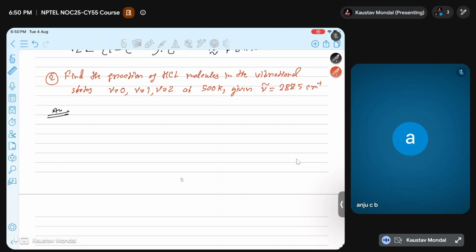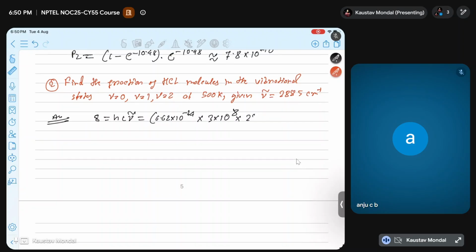First, the difference in energy level, E, has to be calculated. So E is basically h c nu tilde. H we know is 6.626 into 10 to the power minus 34, and c is 3 into 10 to the power 8. All quantities are written in SI, so nu tilde is 2885 in meters inverse, into 100. If you do that, the energy difference will roughly be 5.72 into 10 to the power minus 20 joule.